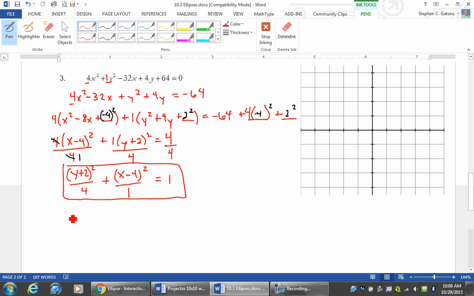Where is the vertex? I'm sorry, where is the center? Nope. 4 and -2. X always from the H term, Y always from the K term, or K always from the Y term. So there's your center. It's the value of A, 2, and B, 1. And then C squared is equal to A squared, which is 4, minus B squared, which is 1. So C is equal to the square root of 3.